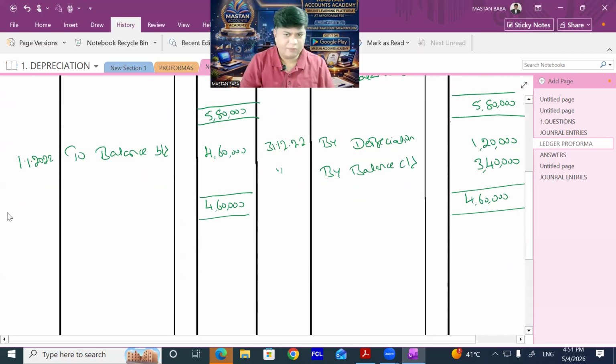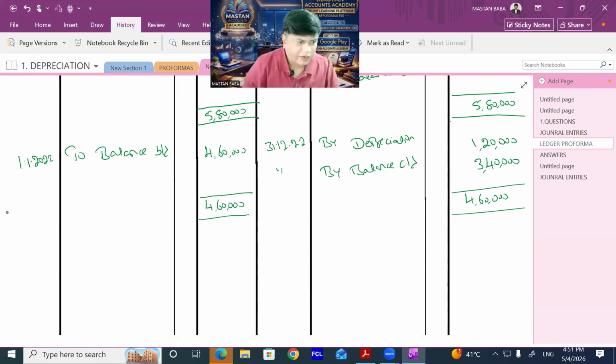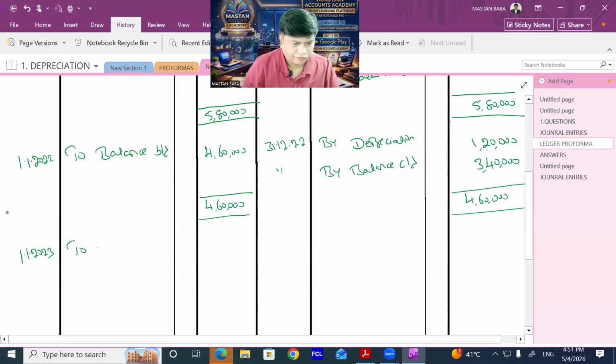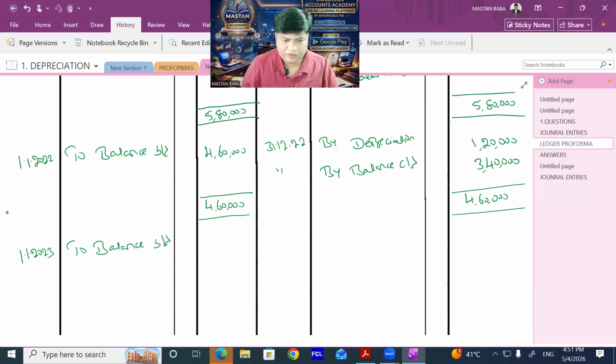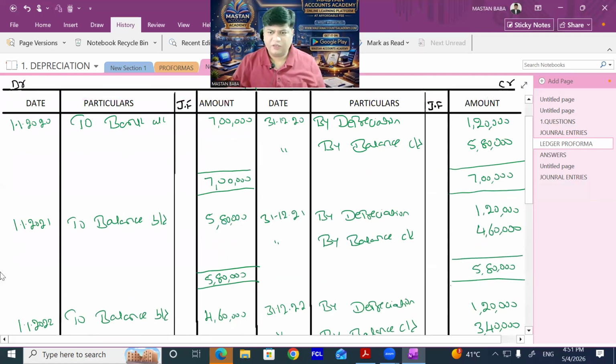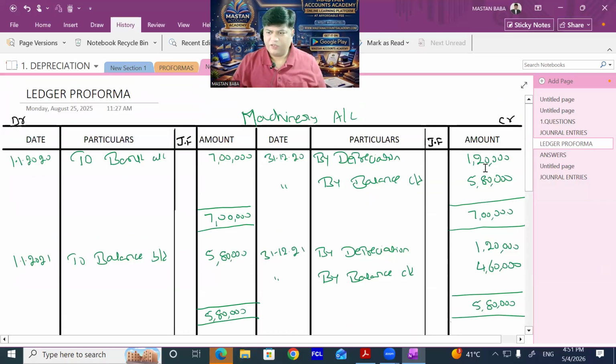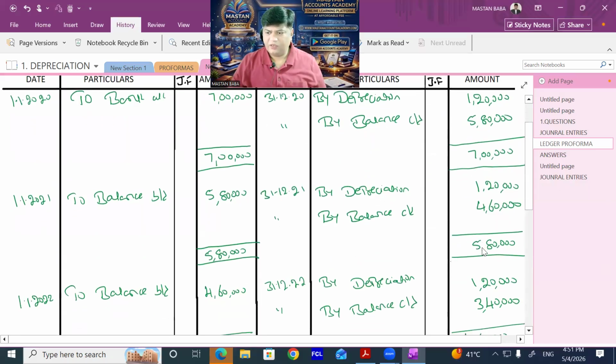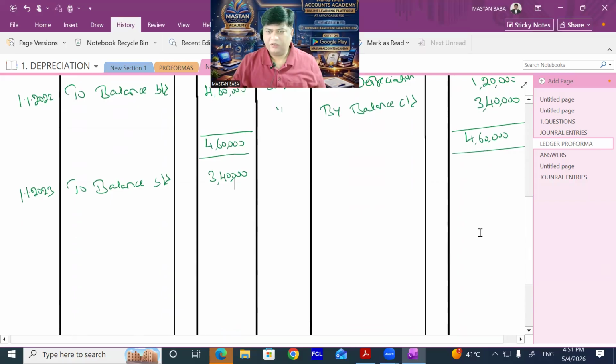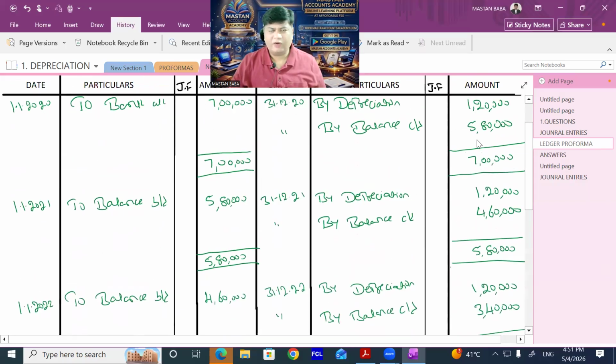Finally, write the date 1/1/2023, to balance brought down, that is 3,40,000. That's it. Everyone please check that it is 3 years. Definitely look here: the first year, second year, and third year, so 1,20,000, 1,20,000, 1,20,000, 3 years.